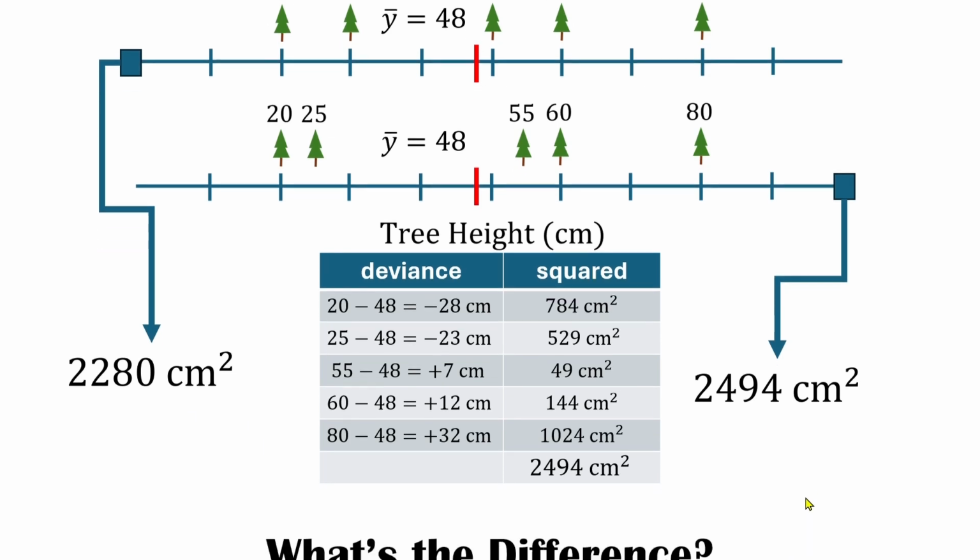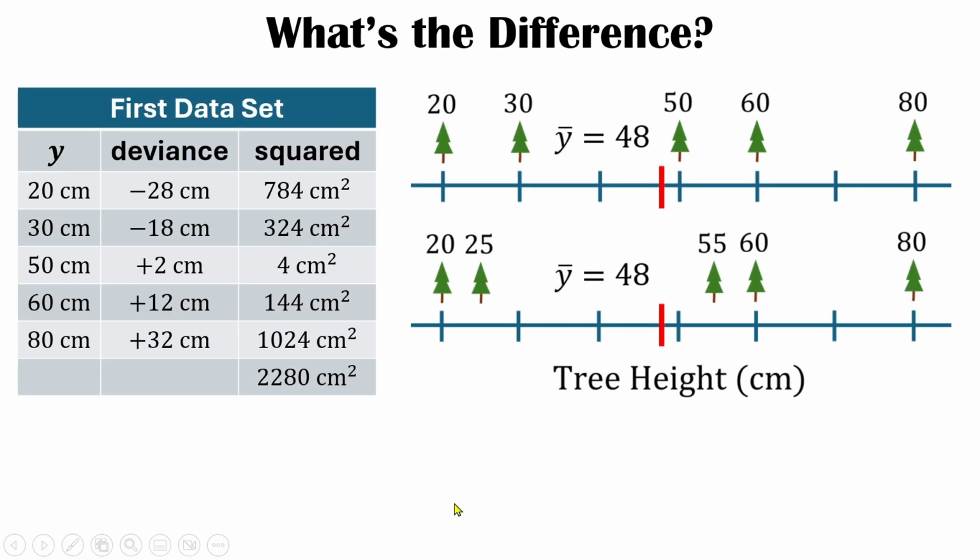Now, why is that? Let's look at the nitty-gritty a little bit. You notice that the two data sets are mostly the same. The first tree is the same, 20 centimeters tall. The tallest tree is 80. The second tallest tree is 60. The only difference between the two data sets is that in the first data set we have a 30 and a 50. In the second one we have a 25 and a 55. So these two data sets have different variation solely because of the difference between these two values.